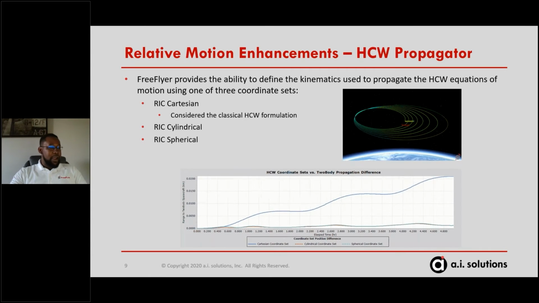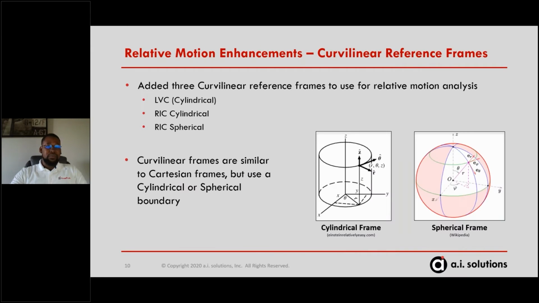And now we can see here how it's propagating out and updating our difference in position. Now, let's talk more about the curvilinear reference frames that are used by our relative motion analysis. To successfully do this in FreeFlyer, we actually had to add 3 new reference frames. The LVC, which is a cylindrical reference frame, the RIC cylindrical, and then the RIC spherical, which I just talked a little bit about.